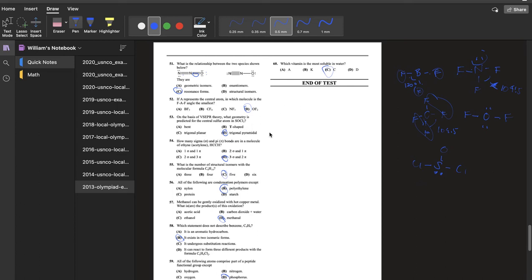Ethyne. So that's just this, or you could like, okay, that's extremely messed up. That's not how you draw it. It would be this. But okay, so you have 2 pi bonds, 1, 2, 3 sigma.